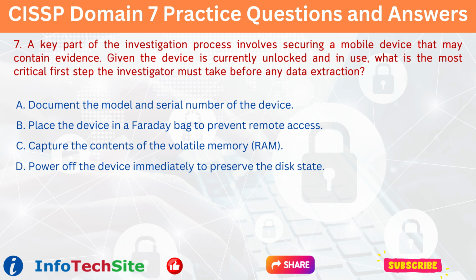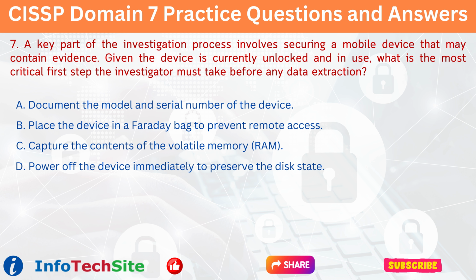7. A key part of the investigation process involves securing a mobile device that may contain evidence. Given the device is currently unlocked and in use, what is the most critical first step the investigator must take before any data extraction? A. Document the model and serial number of the device. B. Place the device in a Faraday bag to prevent remote access. C. Capture the contents of the volatile memory, RAM. D. Power off the device immediately to preserve the disk state.